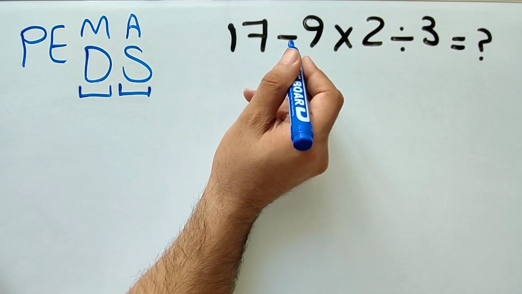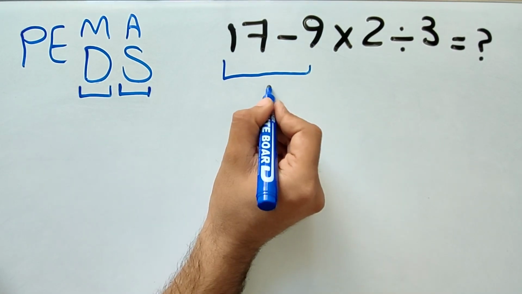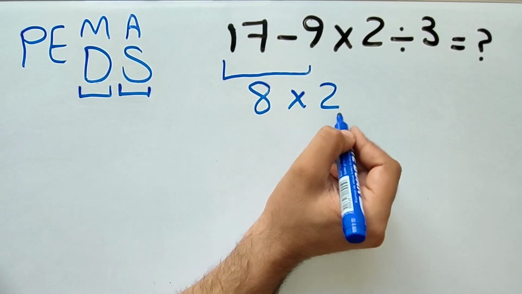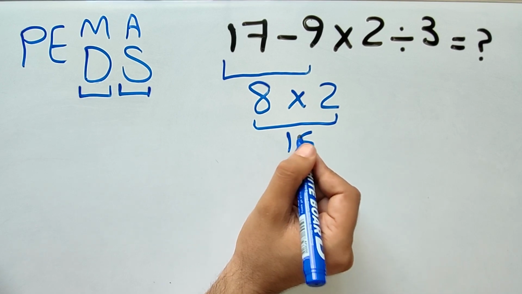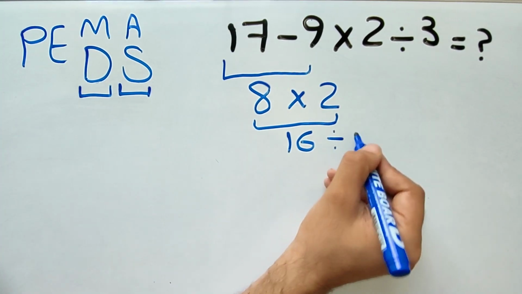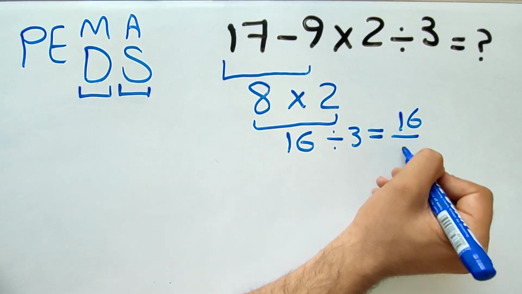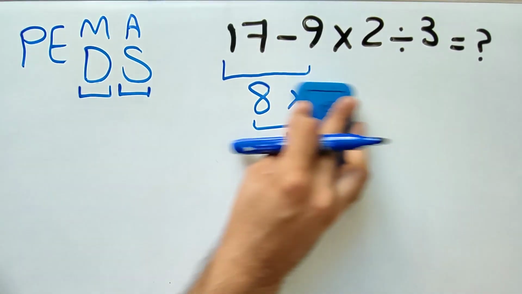17 minus 9 gives us 8, and 8 times 2 gives us 16, and 16 divided by 3 gives us 16 over 3. But this answer is not correct.